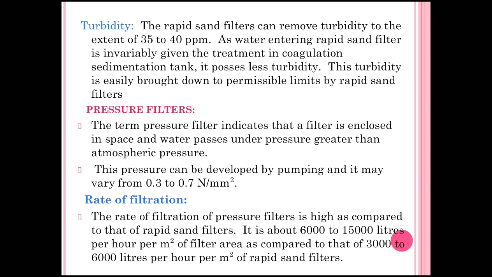Now the rate of filtration. The rate of filtration of pressure filter is high as compared to that of rapid sand filter. It consists about 6,000 to 15,000 liters per hour per square meter of filter area as compared to that of 3,000 to 6,000 liter per hour per square meter of rapid sand filter.